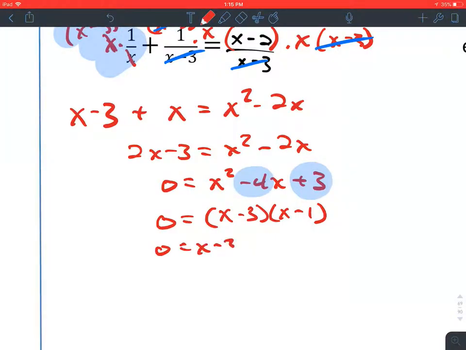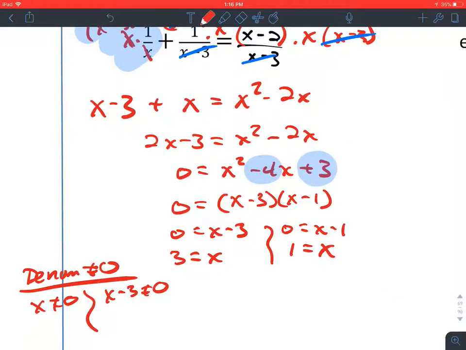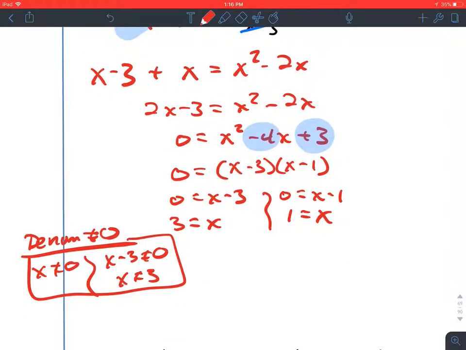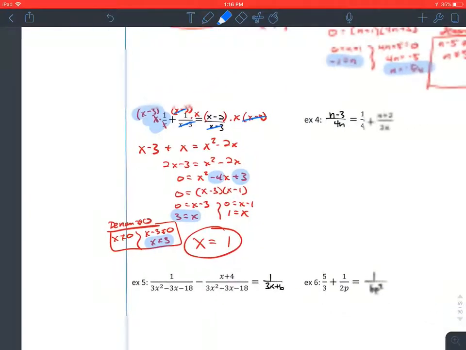Set each factor equal to 0. Solve those, and we think our answer is 3 and 1, but we got to be careful. Our denominator cannot be equal to 0. Our denominators, one of them was an x, the other one was an x minus 3. So our answers are fine as long as they're not 0 or 3. One of the answers was supposed to be 3. So our answer for this is just 1, because once again, if this says it can't be 3 and this says it can be 3, can't wins every time.